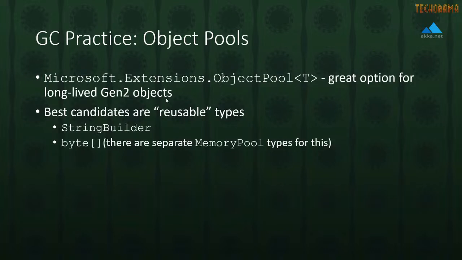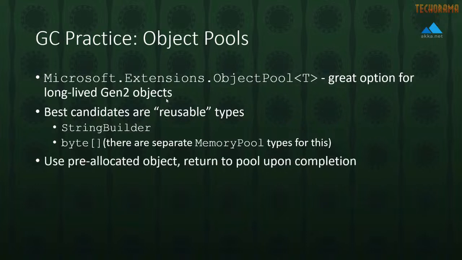But the other really common candidate for object pools are actually byte arrays. If you're doing a lot of work with file I/O, or maybe you're doing a lot of serialization, you can use some of these System.Memory types for this purpose exactly, such as the MemoryPool object for doing that.